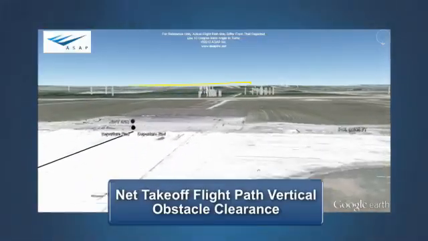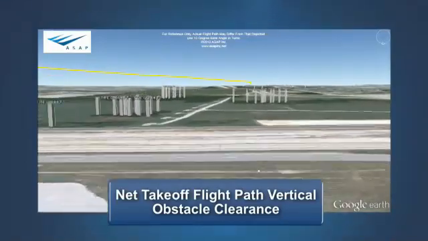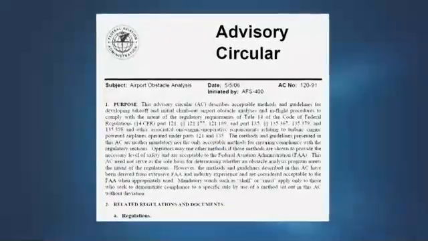Our discussion thus far has focused on how the net takeoff flight path clears obstacles by the required height, but we haven't discussed which obstacles must be cleared. To help answer this question, FAA released Advisory Circular AC 120-91, Airport Obstacle Analysis.